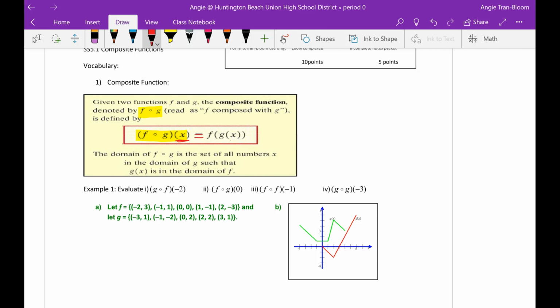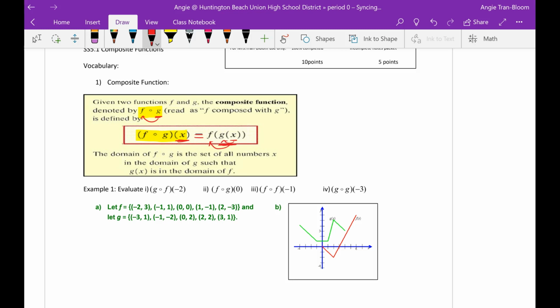So what we're doing is x is the input of g. Then g of x is the input of f. So that's what you are doing when you're composing two functions together. You're taking the g function and you're going to put it into f.